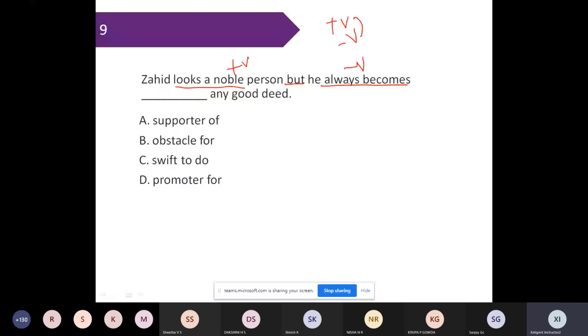Obstacle for is the correct answer. Since the question is easy, instead of guessing the negative word, you moved directly to the options. Yes, barrier is the guess word. You can have barrier as the guess word. So the correct answer is obstacle for any good deed. That's how we can understand and try to solve sentence completion questions. Swift, to do, promoter for, supporter of, all these are positive words, so we have to eliminate them because the sentence construction is like that.